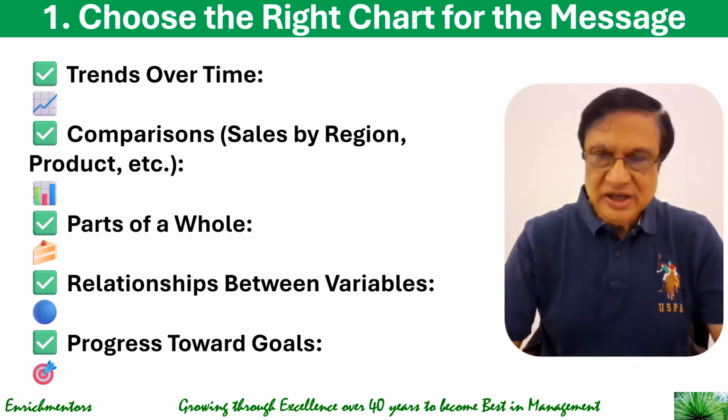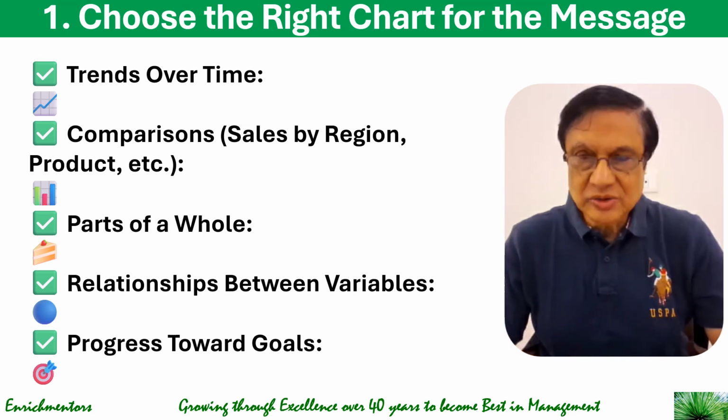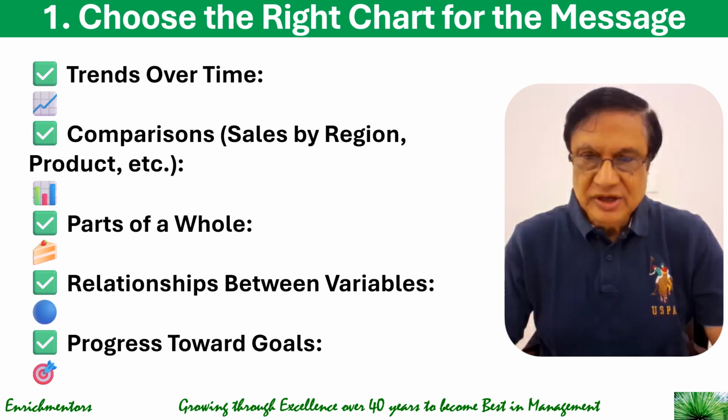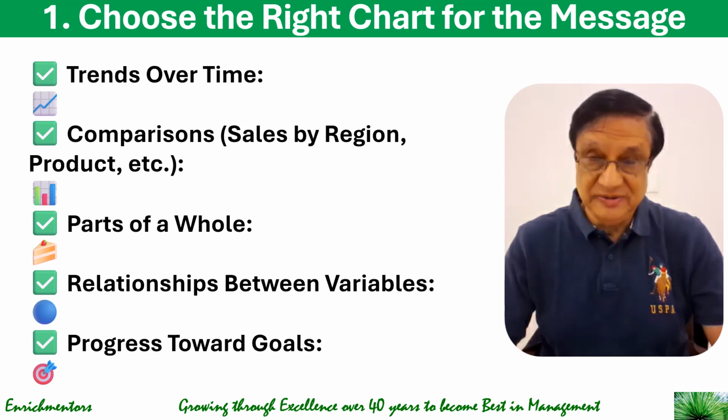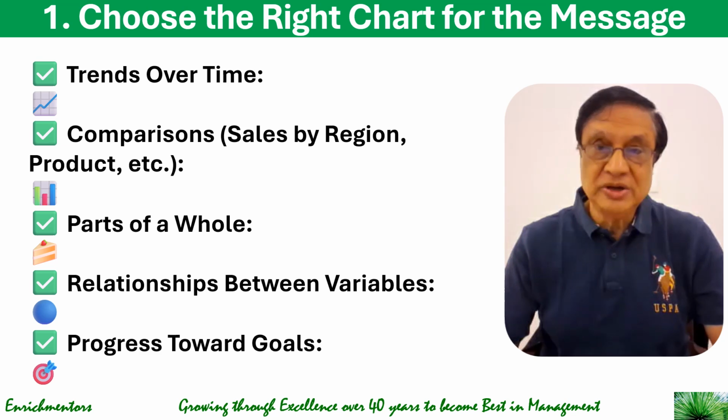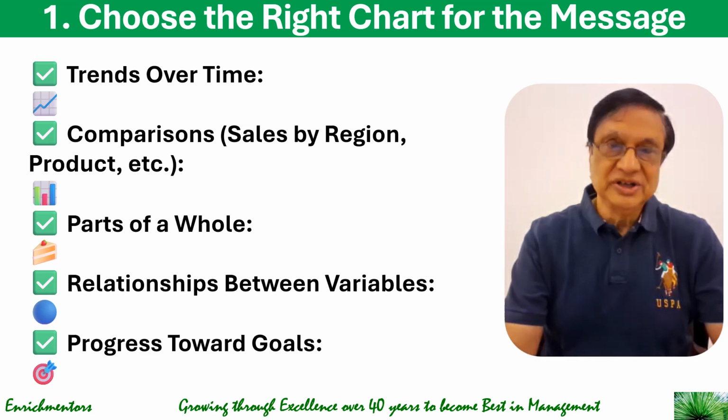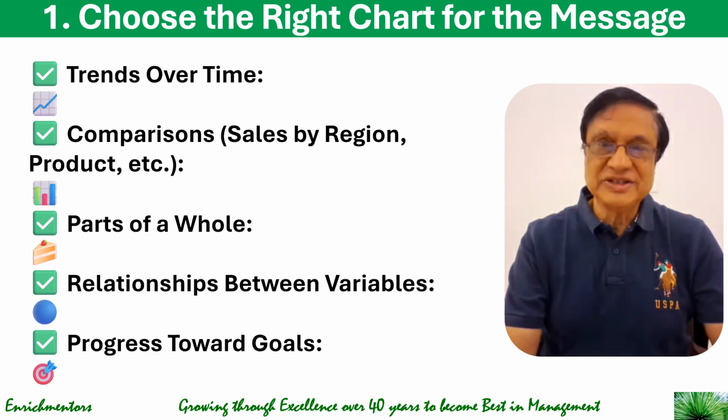Now, to give you a right and a wrong example: if you use a pie chart for 10 plus categories, that's too cluttered a visualization, and that is not right. But if you use a bar chart to clearly compare performance by category, then I think that's a much better way to represent your insights. So choose the right chart for the message as the first thing to do.